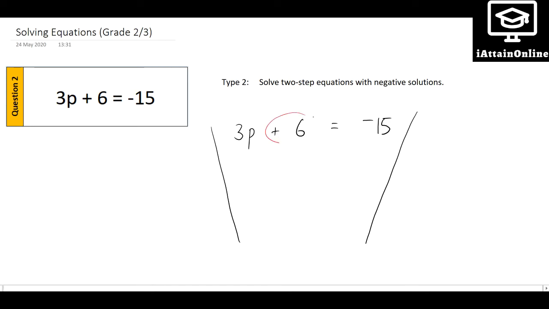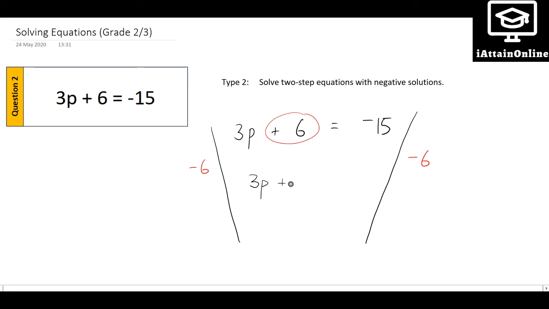I want to get rid of this plus 6. I want to do the inverse of adding 6. So I'm going to take away 6 from this side, and when I do that, remember I have to take away 6 from the right hand side as well. That leaves me with, remember you cannot take away 6 from anything with a p in it.